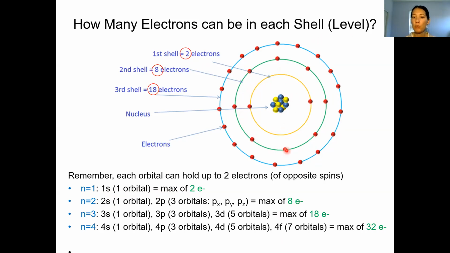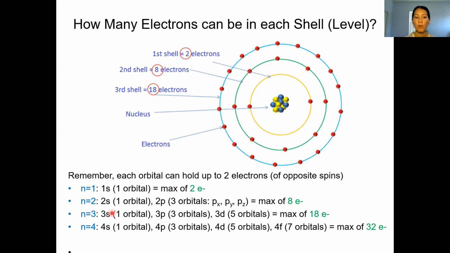When you get into this green n equals 2 level, you can have an L of 1 or 0. So you could have 2s or 2p. So the 2s has 1 orbital. The 2p has 3 of them, the p sub x, y, and z. So I have a total of 4 orbitals, which can hold 2 each. So 4 times 2 is 8. So in this green level or shell, I can have a max of 8 electrons.